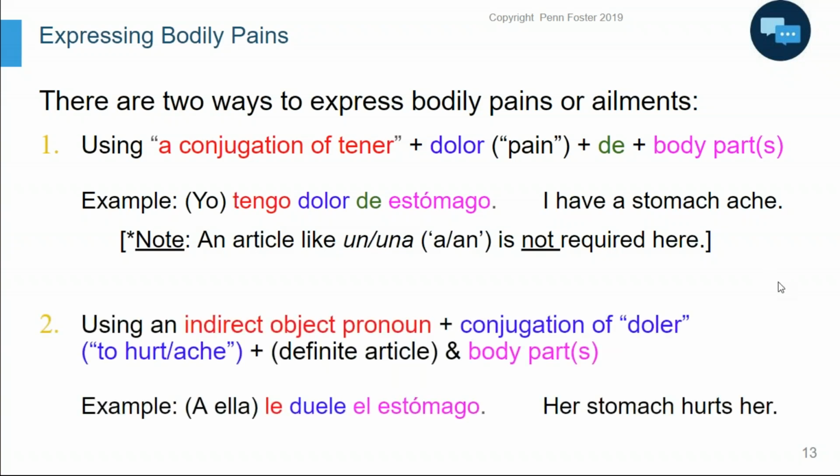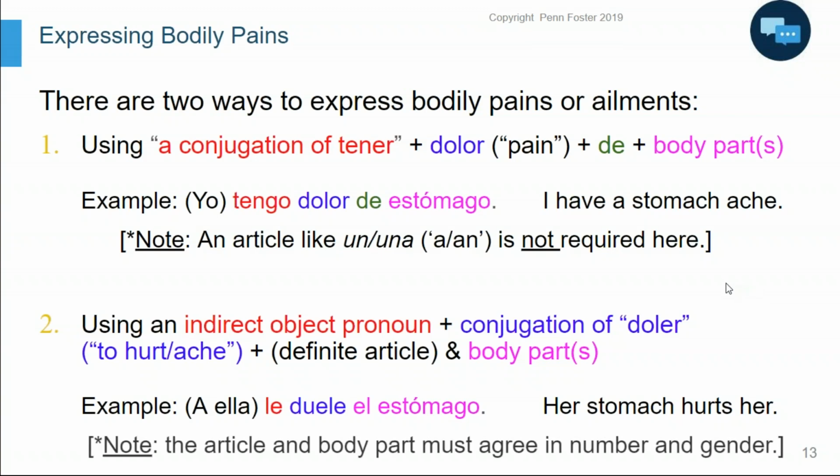The second way to express a bodily pain is by using an indirect object pronoun. You may remember them: me, te, le, nos, or les, followed by a conjugation of the verb doler. Don't confuse dolor, the noun, with doler, the verb. Follow that with a definite article and a body part or parts.